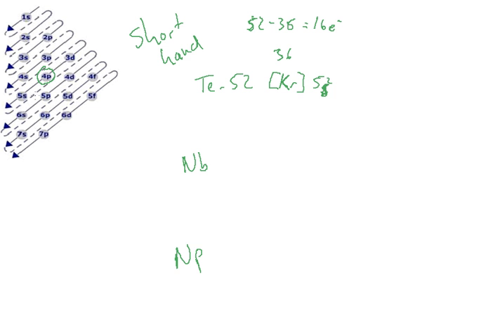After 5s, we follow this to get to 4d, and we're going to put 10 electrons in there because we are trying to get to 16 electrons. 10 plus 2 will give us 12, so we've got plenty to go into our 4d, and then we end up with 5p. Trying to get to 16, we're at 12. 12 plus 4 will give us 16, so there's our shorthand notation for tellurium.